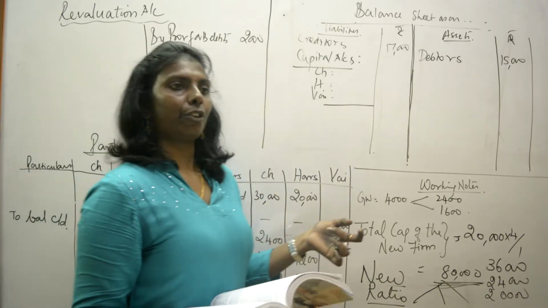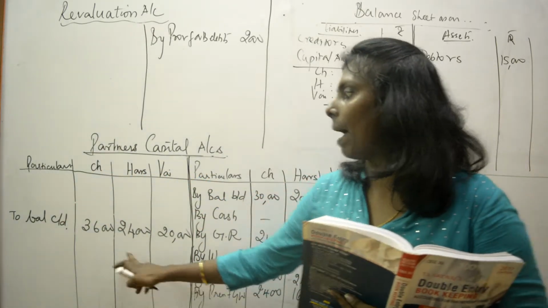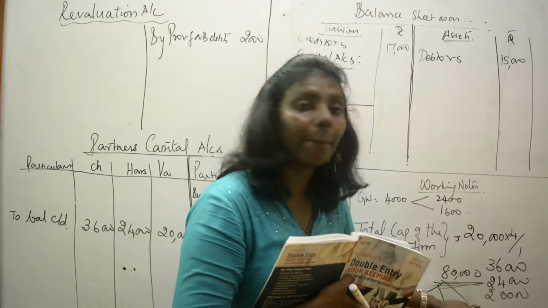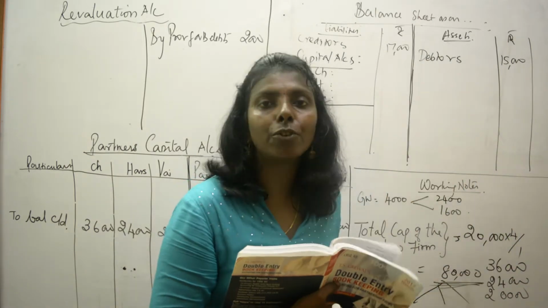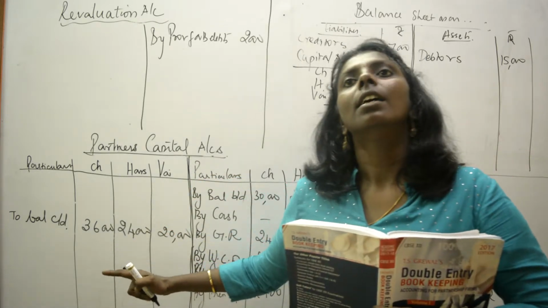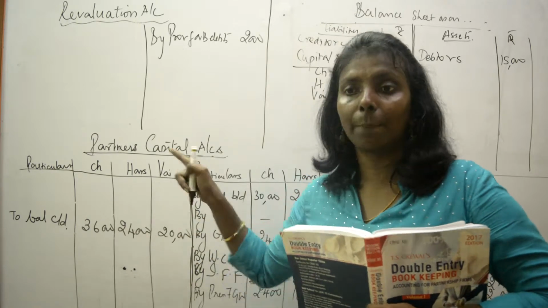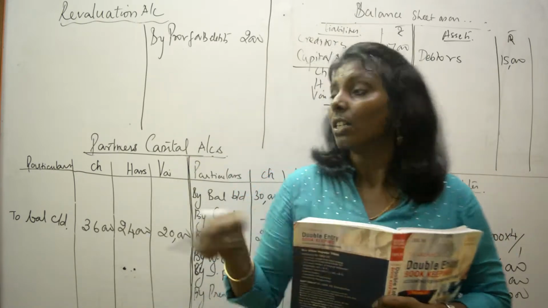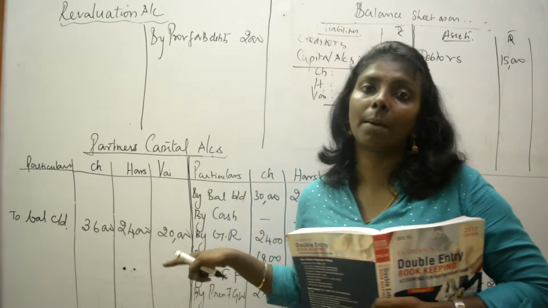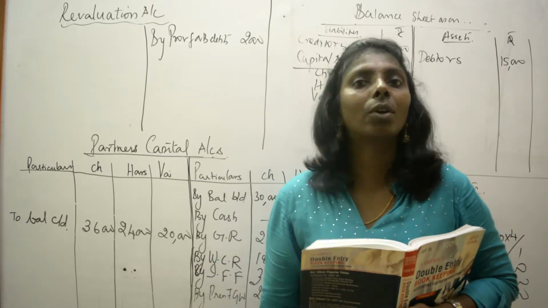I think you got the difference. In a normal problem, this is a balancing figure. In an adjusted capital method, you find out the total capital of the new firm, divide it in the new ratio and put it as the closing figure. When you do this, you are making the capital proportionate to the incoming partner. So if there is any surplus, they have to withdraw, or if there is any deficiency, they have to bring in that amount. That is what we are trying to do here.